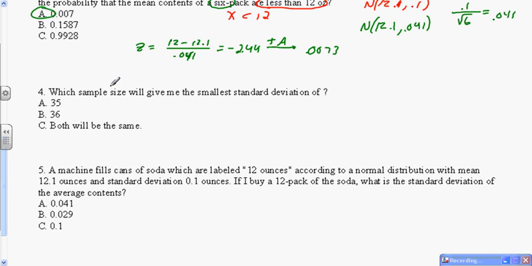Number 4, what sample size will give me the smallest standard deviation? Well, remember, when it samples, we do this, and it's a fraction. So the bigger the denominator is, the smaller the standard deviation. So the bigger the sample size n, the better. So 36 is better.